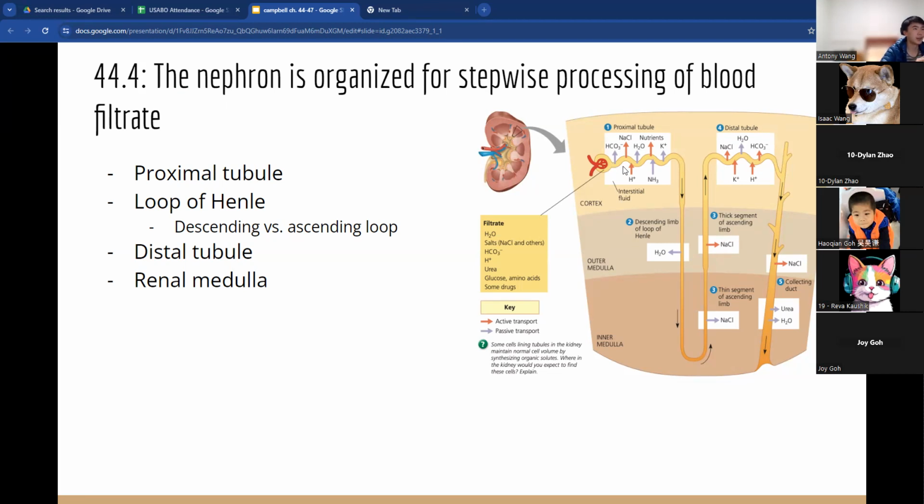And you know what, I can explain this. One really cool thing that I found was how the proximal tubule recovers salt and water, right? So what they do is they pump specifically just sodium into the cells of the proximal tubule.